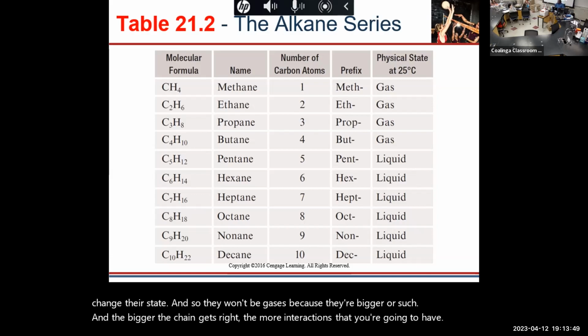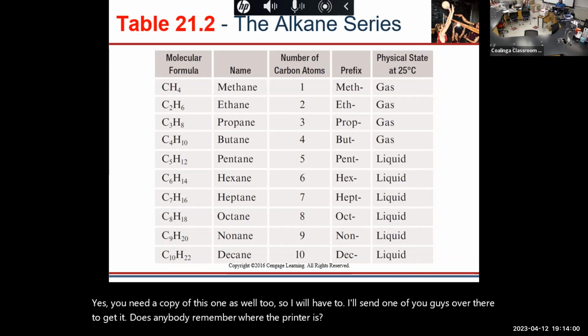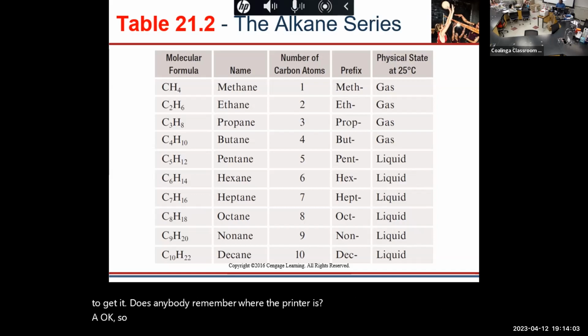Okay. Yes. You need a copy of this one as well too. So I will have to. I'll send one of you guys over there. Yeah. Same thing. Where the printer is. Okay. So. Yeah. I'll get it for you in a second.